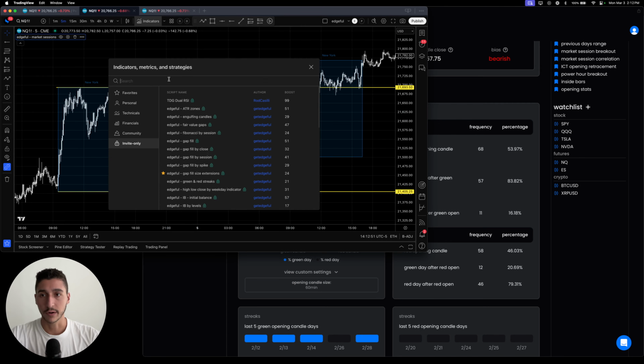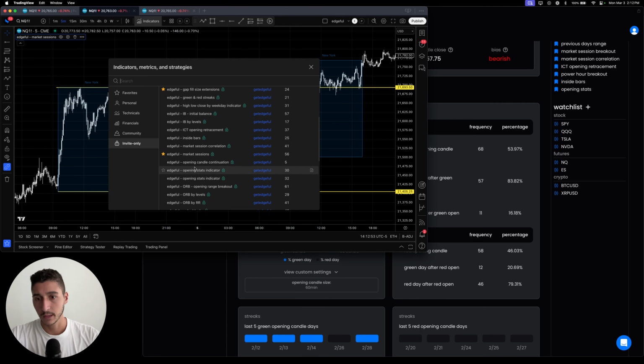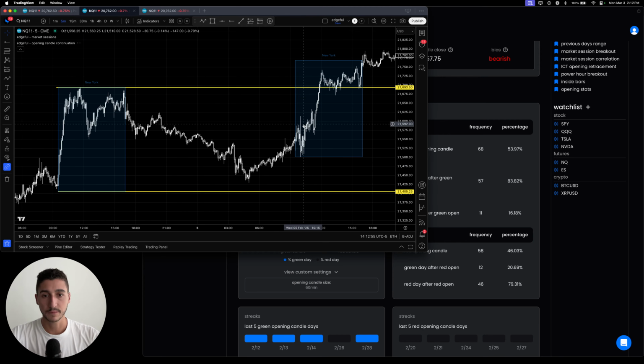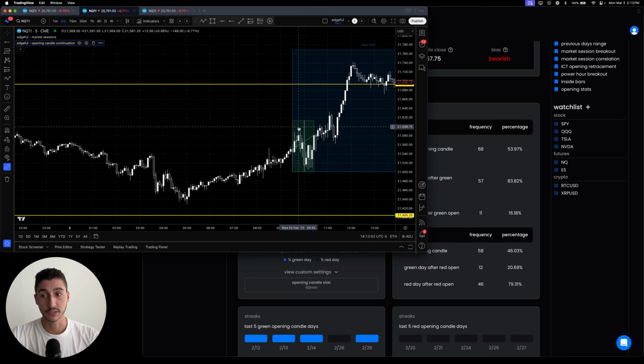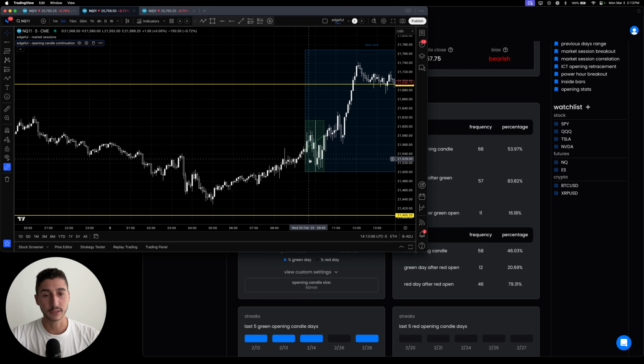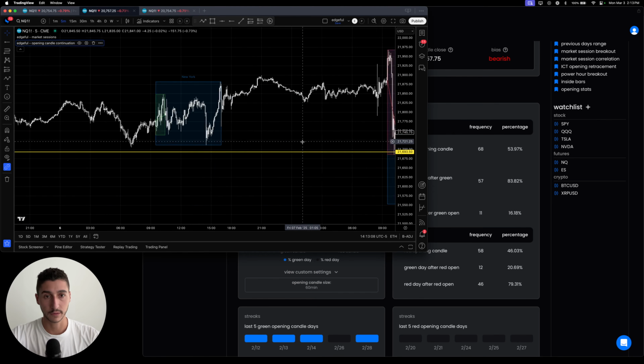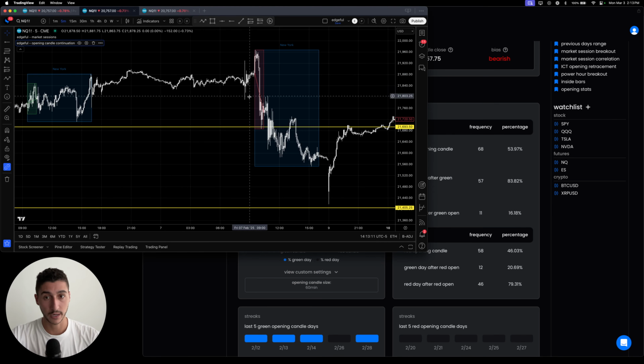So let's go to our indicators, scroll down, opening candle continuation. This is going to plot for us right over here. I need to turn on the days back to 20. And you can see right over here, the opening candle is plotted for me, and it's green. So if I scroll over, you can see here's a red one. So this will automatically plot for you.